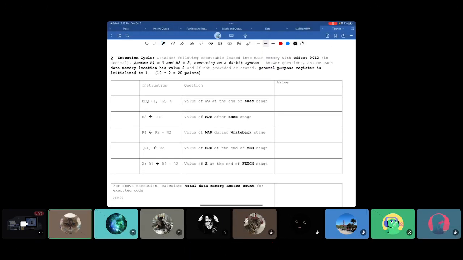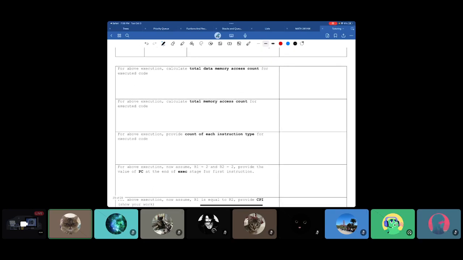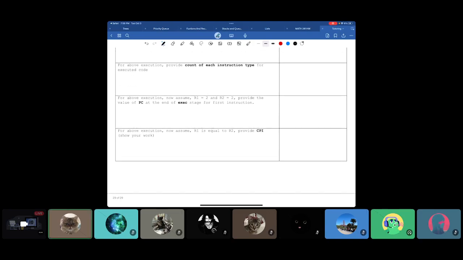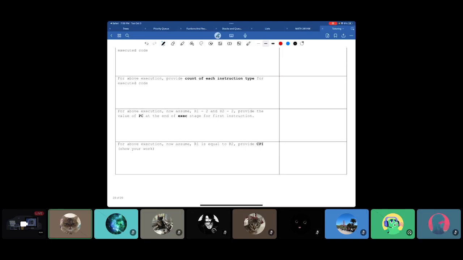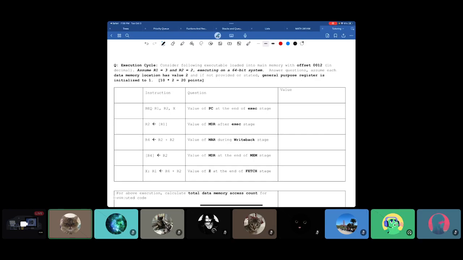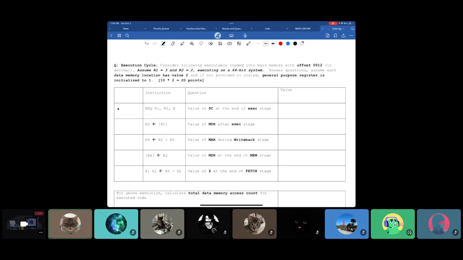Alright, so this is saying that we have an execution cycle, right? And we need to figure out the values at each instruction and then answer these questions down here, where it says total data memory access counts, count of each instruction type, the values of PC, and then the value of the CPI. So let's go here. It says consider the following executable loaded into main memory with offset 0012. Once we see it's offset 0012, we're immediately just going to go right here. 0012, right? That's the first instruction.